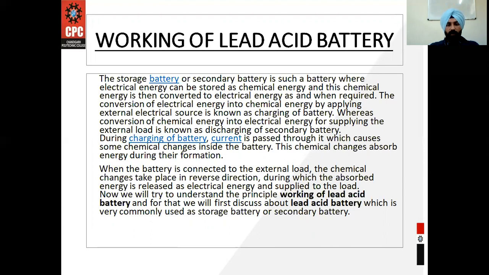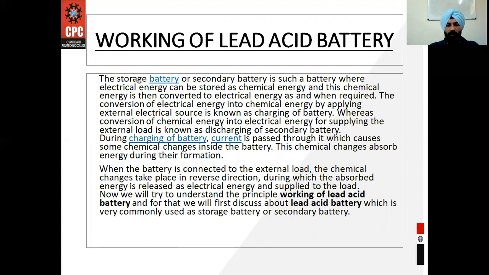Next topic is working of lead acid battery. The storage battery or secondary battery is such a battery where electrical energy can be stored as chemical energy, and this chemical energy is then converted to electrical energy when required.